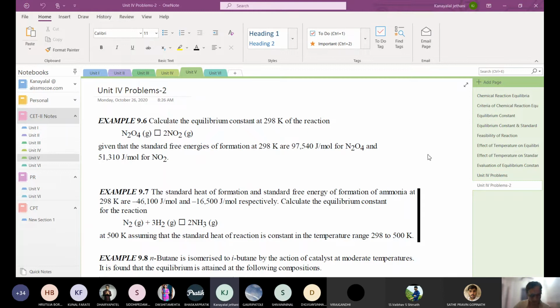Okay, Vaibhav, what is the value of delta G0? Sir, 5080 joule per mole. Okay, good. और किसका हो गया है? Okay, so once you know delta G0, you can find out the value of K, because delta G0 is equal to minus RT ln K. Find out the value of K.